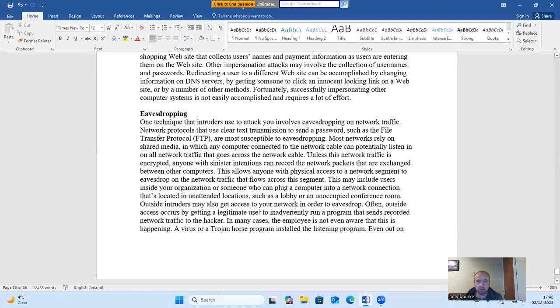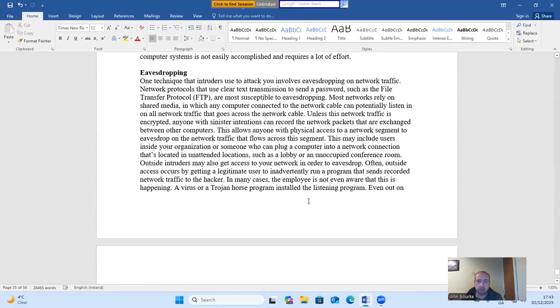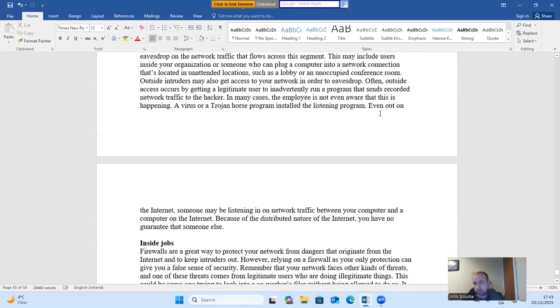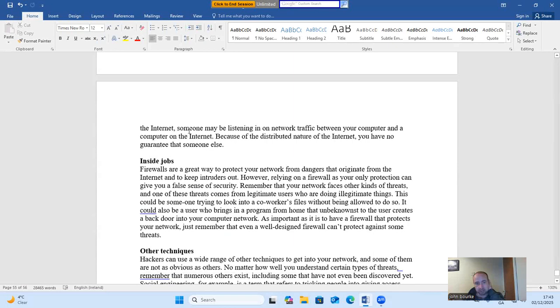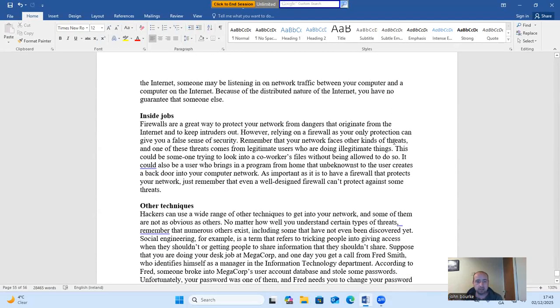Outside intruders may also get access to your network in order to eavesdrop. Often outside access occurs by getting a legitimate user to inadvertently run a program that sends recorded network traffic to the hacker. In many cases, the employee is not even aware that this is happening. A virus or Trojan horse program installed on the computer can be the listening program, even out on the internet. Someone may be listening in on network traffic between your computer and a computer on the internet. Because of the distributed nature of the internet, you have no guarantee that someone else is not.